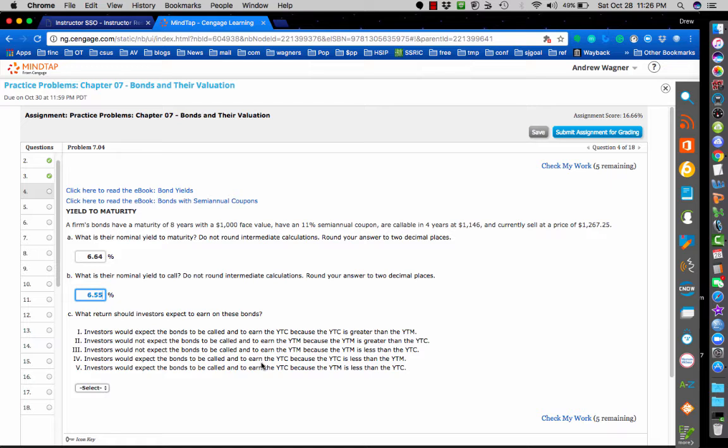So you should expect the bonds to be called because it is less, not greater. So one is wrong because you would not earn the yield to maturity if it's called. So 2 and 3 are wrong because number 4 is correct. Expected the yield to call is less than the yield to maturity, therefore it should be called. So let's go ahead and choose number 4 and move on.